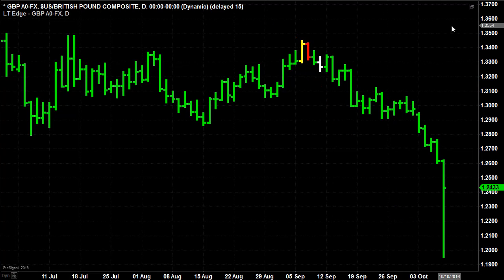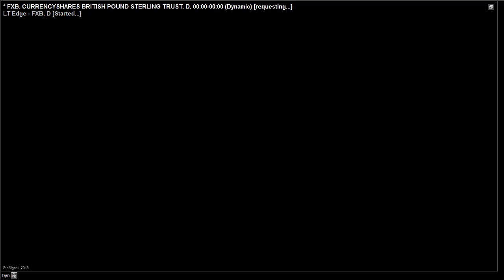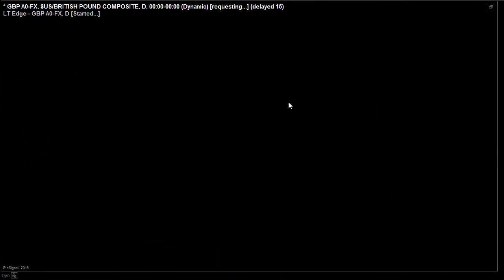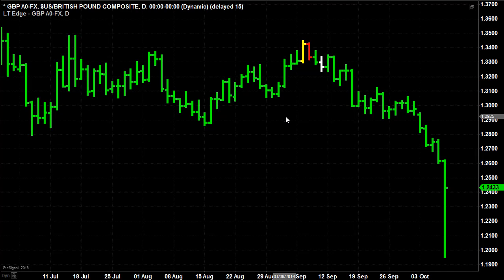And by the way, if you don't trade currencies, you can also look at the exact same chart on FXB, which is the ETF for the British pound. Okay, so if you don't trade currencies, you can look at FXB, for example. But let me just go back to that British pound chart just for a moment. So there are a couple of things I want to show you.